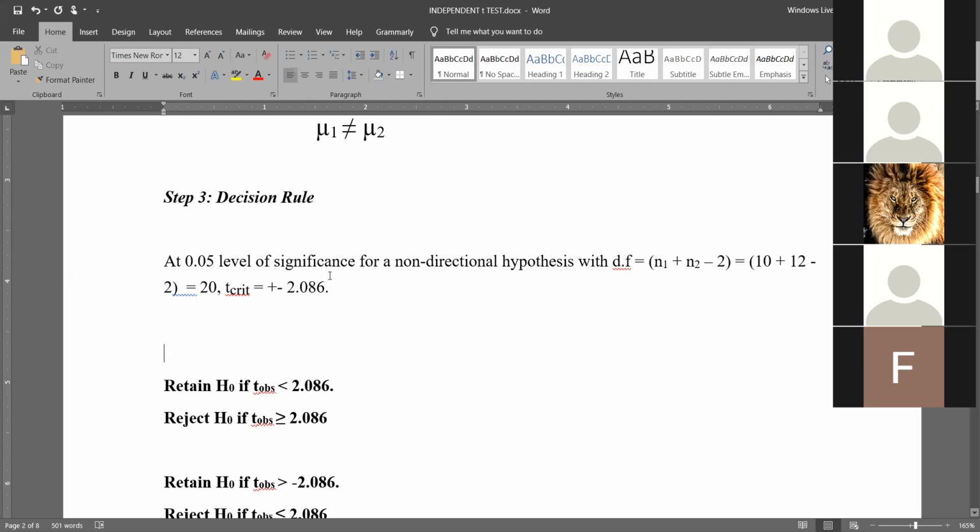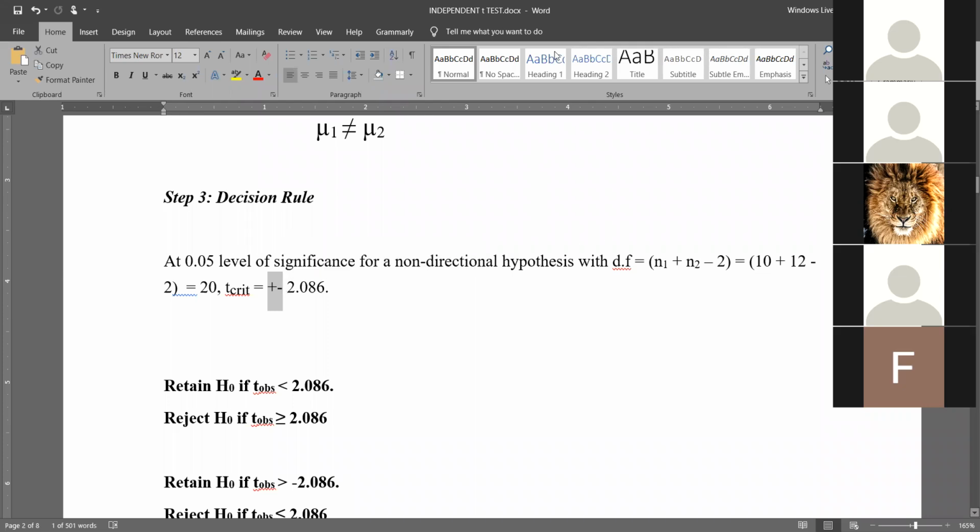For us to know that your T critical is 2.086, you will tell us that your level of significance is 0.05. The statement that I've indicated, I've fused all the three things that I discussed earlier together in a statement form. I'm saying at 0.05 level of significance for a non-directional hypothesis with DF, then I brought the formula and calculated. Then afterwards, I presented the value that I had from the table, which is 2.086. And when you check, I've indicated plus or minus 2.086.